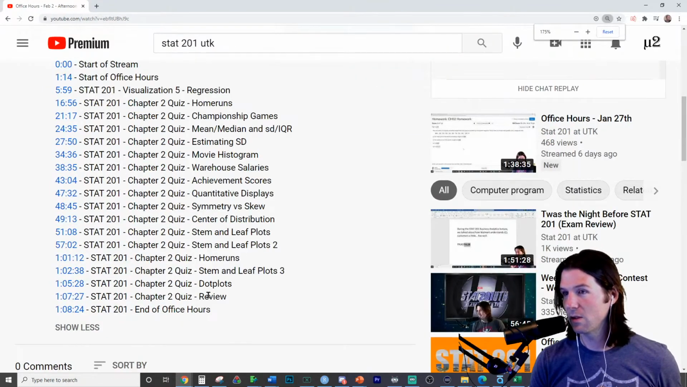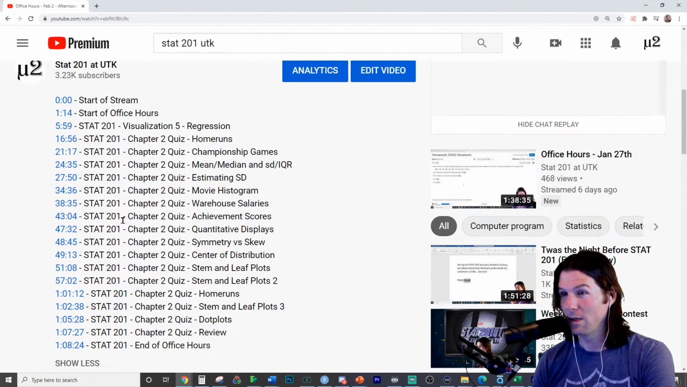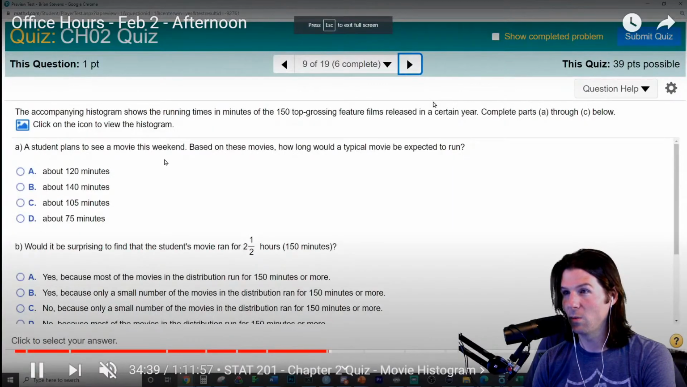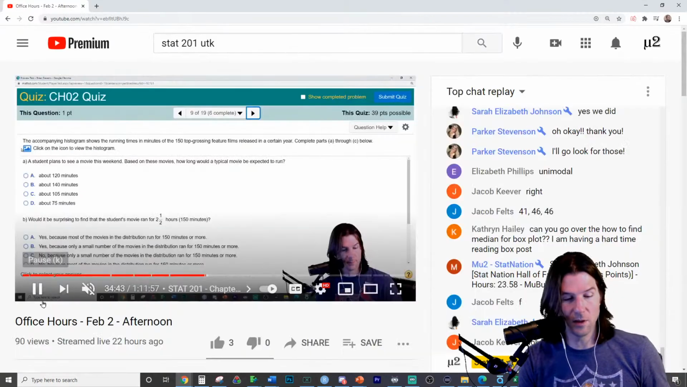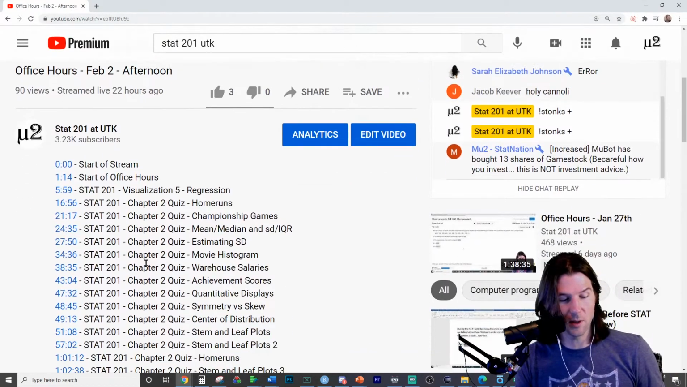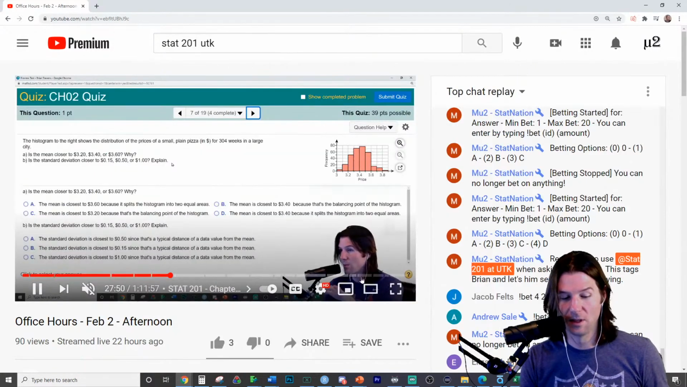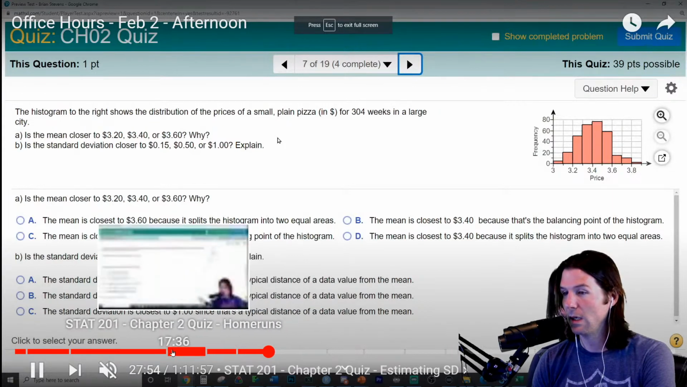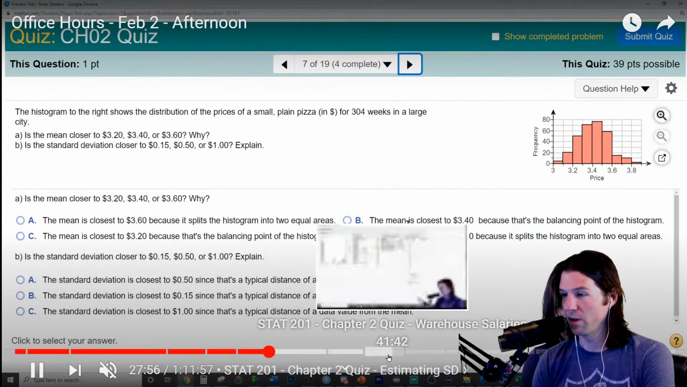So you know what this means? You can go down here and say, oh, I'm working the one about the movies. And boom, here is the movies one. This is the one about the histogram of the movies, showing the runtime minutes of feature films. You could go to another one, like the one on estimating the standard deviation. Here you go, it goes right to estimating standard deviation. You can even hover over and see what we're covering at these different points in the video.